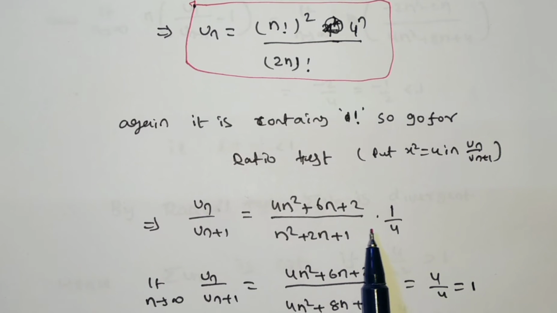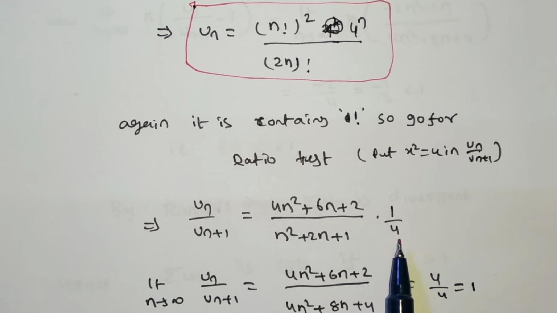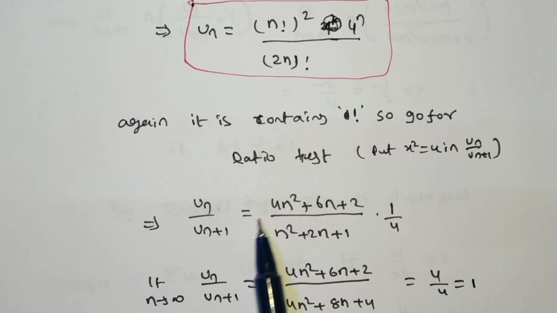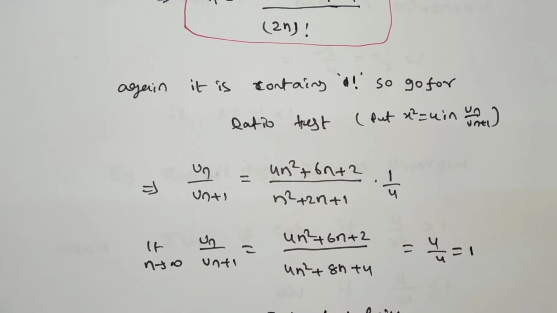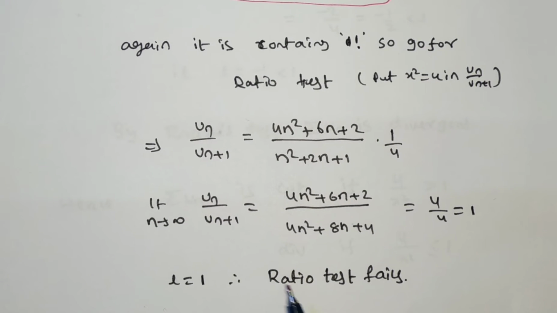You see, x square is equal to 4. If you substitute, this will become 1 by 4. The quotient is 4, the n square quotient is 4. So if the limit is applied, you will have 4 by 4, and 4 by 4 is 1. Again the limit is 1. Therefore the ratio test fails.